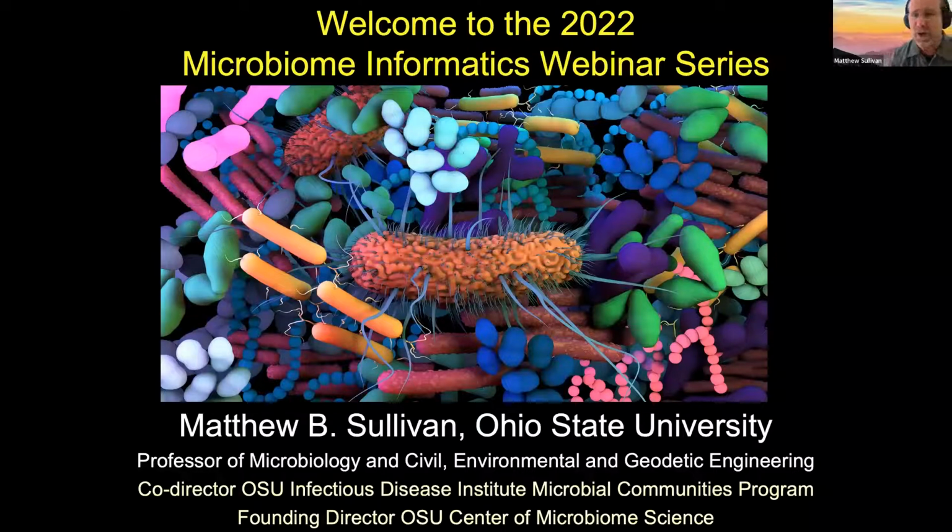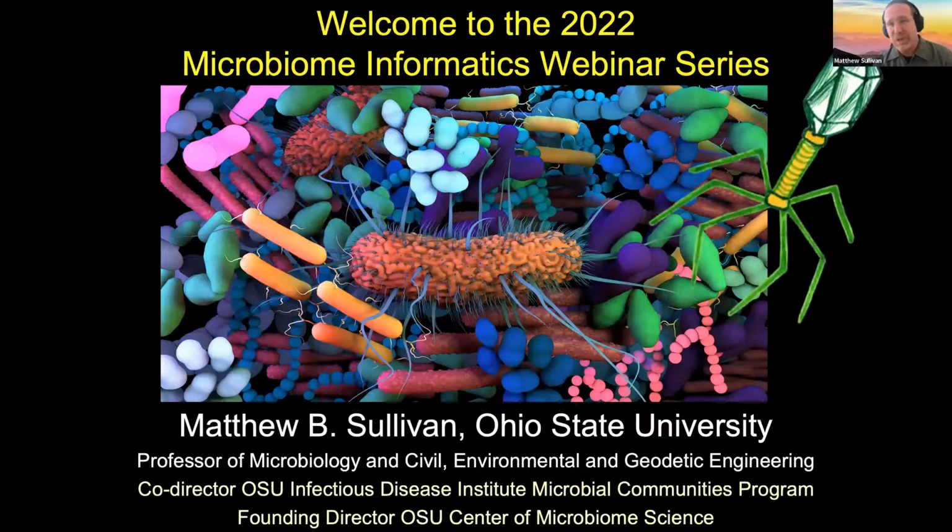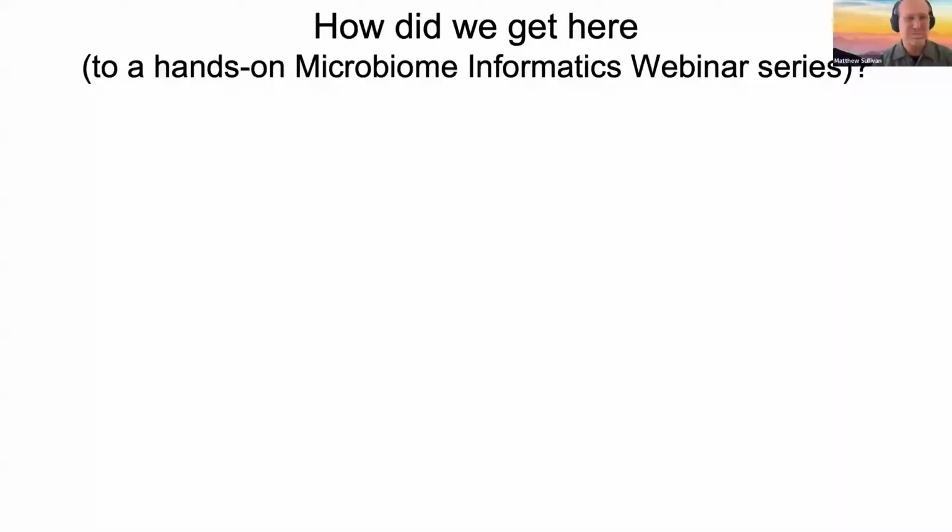I'm Matt Sullivan. I'm from Ohio State University, and I'm a professor in microbiology and civil environmental engineering. And I am involved in several leadership roles related to microbiome science at Ohio State. And truth be told, I'm not a microbiome person. I study the phages or viruses that infect microbes. And so if sometimes my expertise is a little bit thin in some areas, please forgive me.